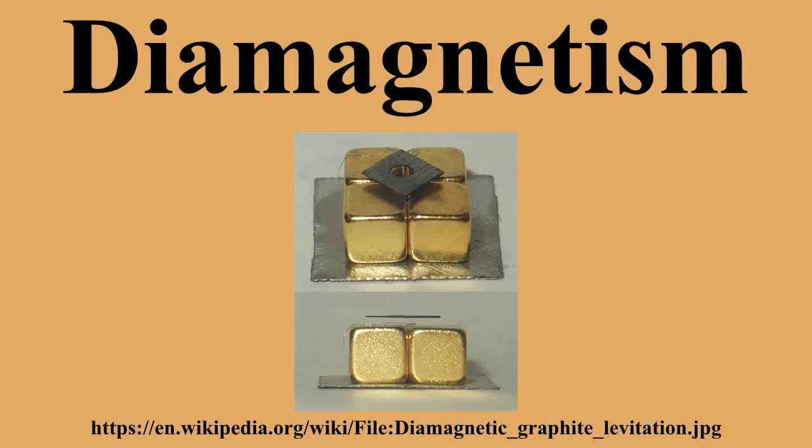Diamagnetic materials create an induced magnetic field in a direction opposite to an externally applied magnetic field, and are repelled by the applied magnetic field. In contrast, the opposite behavior is exhibited by paramagnetic materials. Diamagnetism is a quantum mechanical effect that occurs in all materials. When it is the only contribution to the magnetism, the material is called a diamagnet.